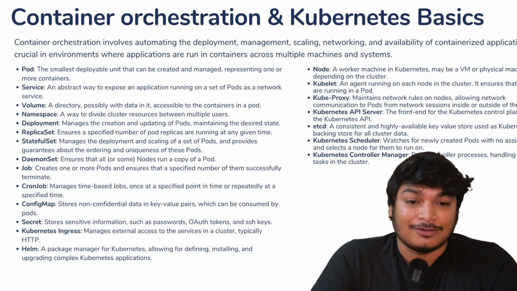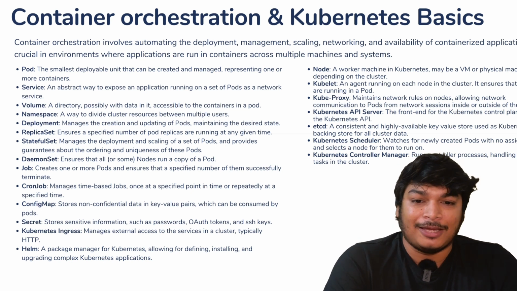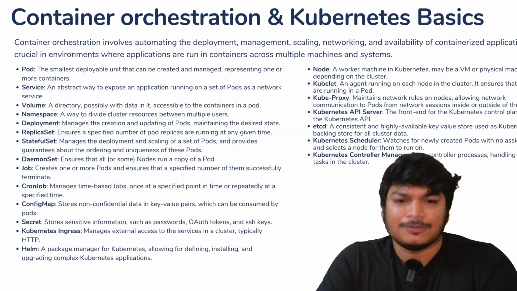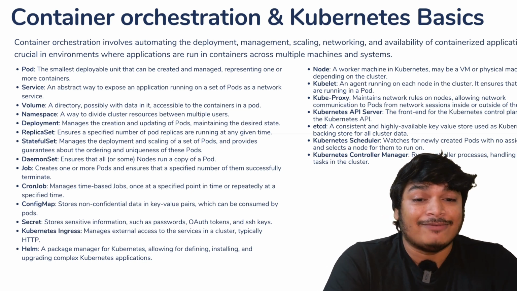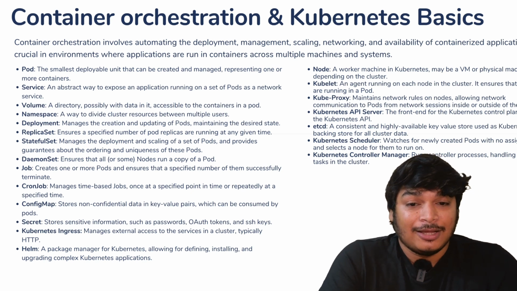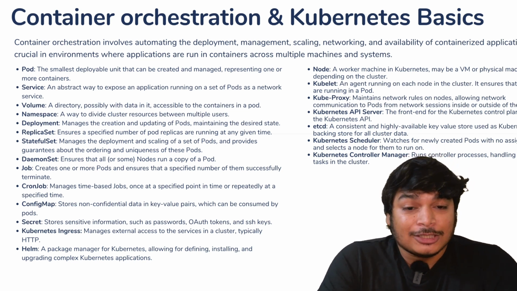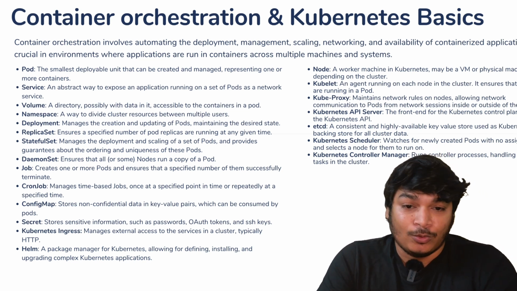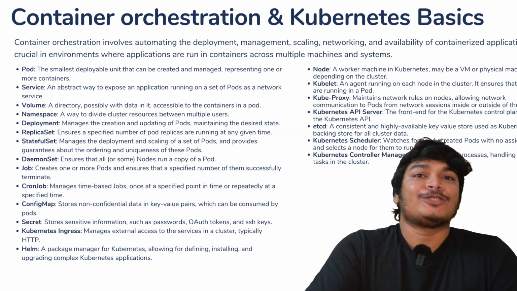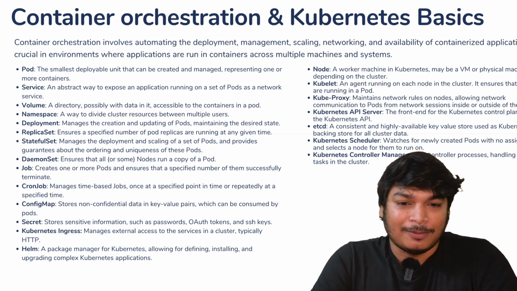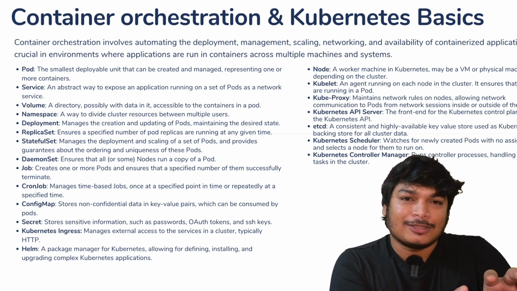Then the Kubernetes API server. This is the front end for the Kubernetes control plane, exposing the Kubernetes API so the other components can interact with the API server. Then the etcd. The etcd is a consistent and highly available key value store used as Kubernetes' backing store for all the cluster data. Then the Kubernetes scheduler. It watches for newly created pods with no assigned node and selects a node to run on. So it basically selects which pod runs on which node. Then the Kubernetes controller manager, which runs the controller processes handling the routine tasks in the cluster. Okay, these are all, you can see, the architecture-wise components.